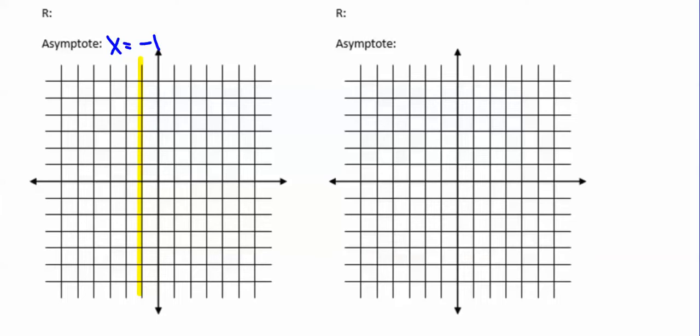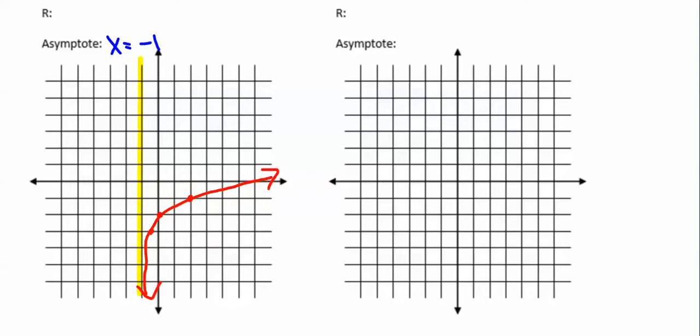Now I'm going to plot my points. My points are -2/3 and -3, so -2/3, somewhere between 0 and -1, and -3. Then 0, -2. And 2, -1. It's going to be approaching the asymptote. And there we go. There is my graph.